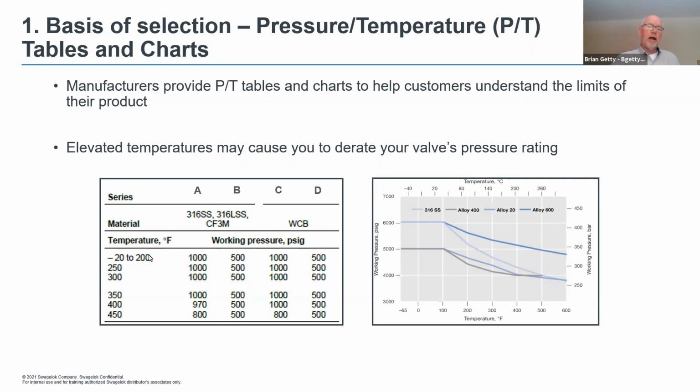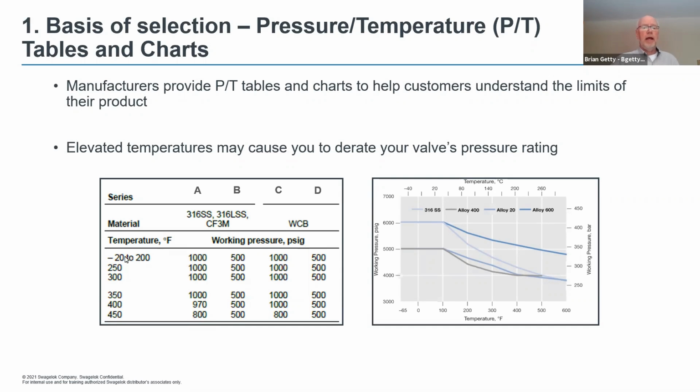But on the other hand, if we go up in temperature, as you can see at 400 degrees, we start to see a change in pressure capabilities. At 450 degrees, we're down to 800 psi. So your valve that you started off at 1,000 psi, because you're working at 450 degrees, has now been derated to 800 psi. Very, very important, especially when we're dealing with temperatures, to look at what your pressure capabilities are.